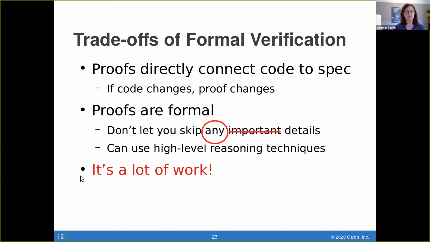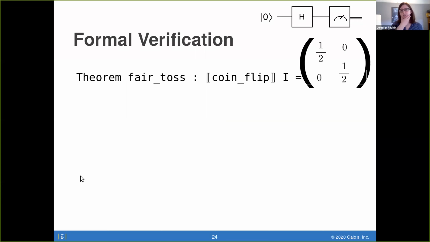So you might find yourself hung up on proving some fact that, if you look at it intuitively, you say, of course this is true. But you have to convince the proof system that it's true, which is a harder problem. So I want to give an example of what proving a property looks like in practice.